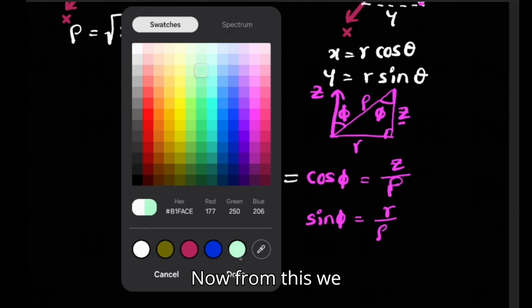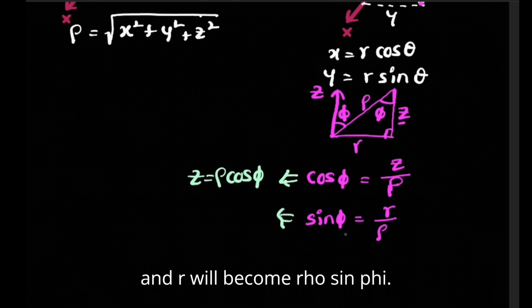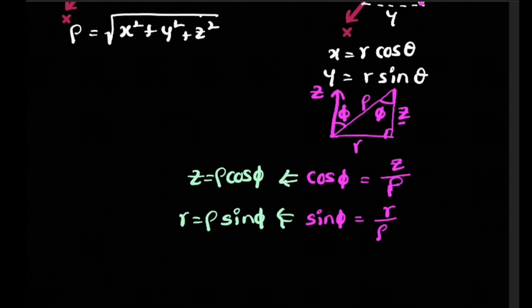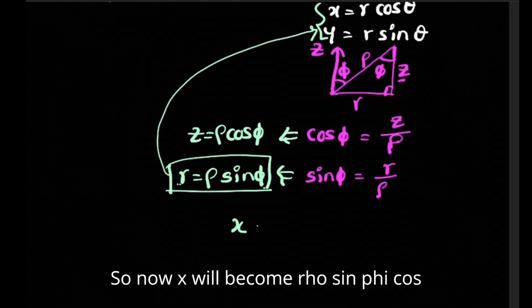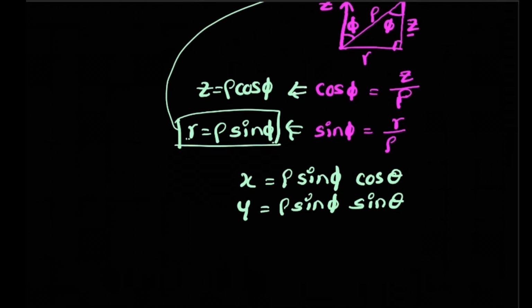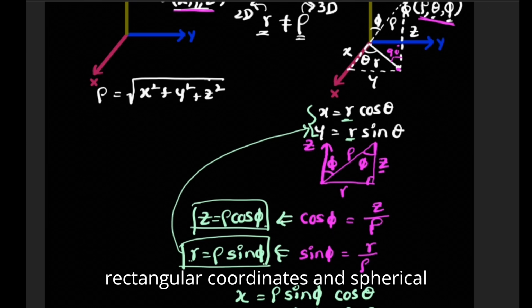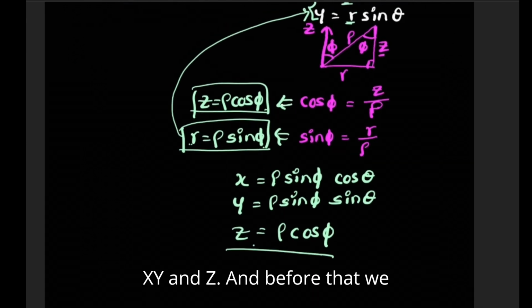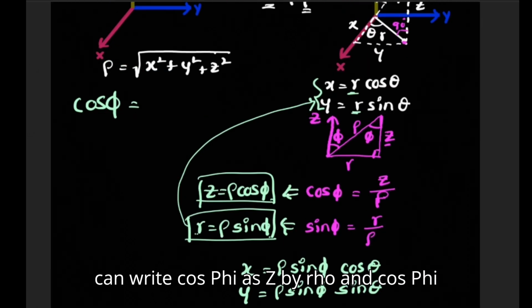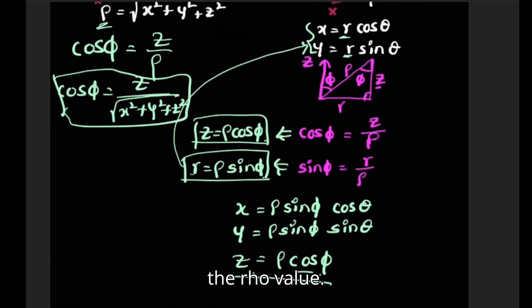Now from this we can write the value of z. z is rho cos phi, and r will become rho sin phi. So now let us replace r as rho sin phi in the expressions of x and y. So now x will become rho sin phi cos theta and y will become rho sin phi sin theta. And z is rho cos phi. So this is how we obtained the relationships between rectangular coordinates and spherical polar coordinates. Now let us summarize x, y, and z. And before that we can write cos phi as z by rho, and cos phi will become z by square root of x square plus y square plus z square by replacing the rho value.